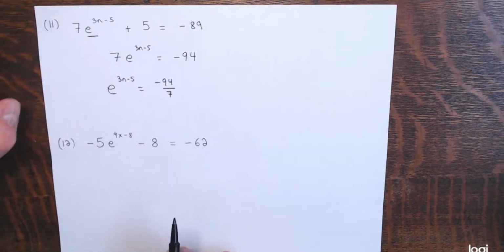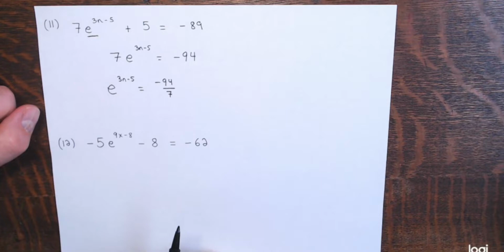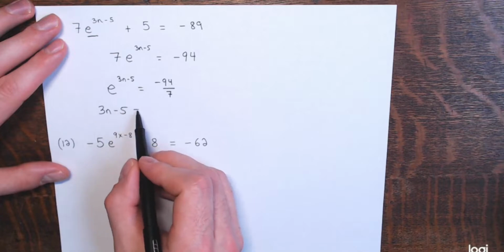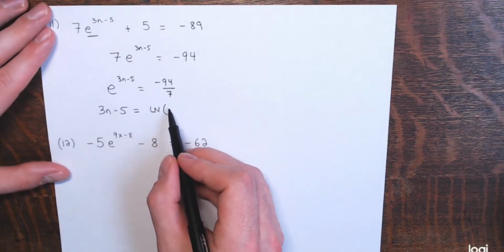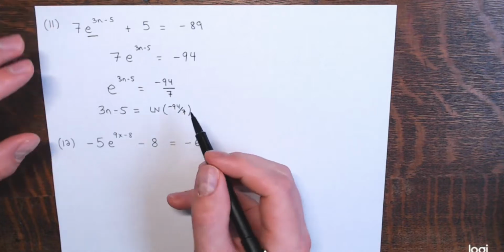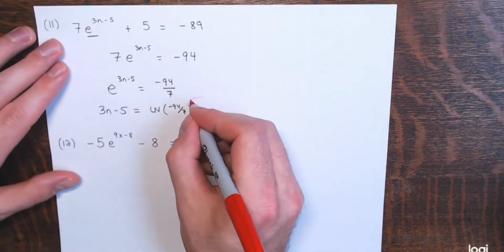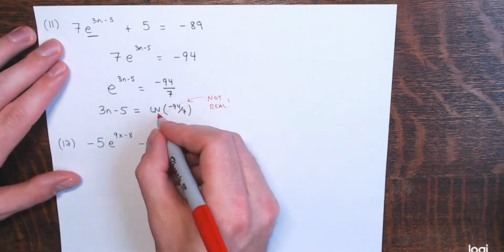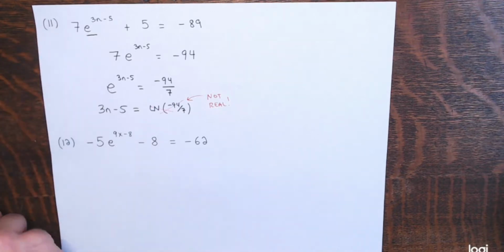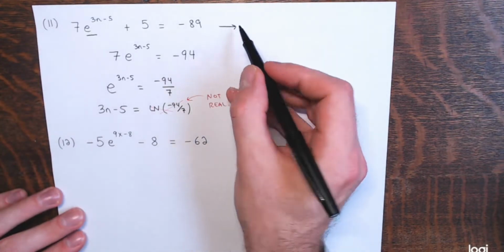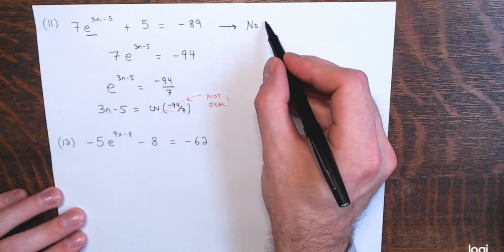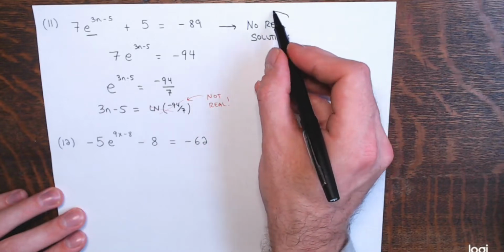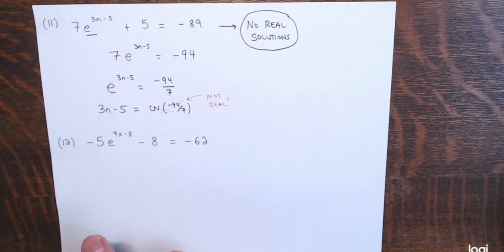And this is a problem. Watch, right? When I change this to log form, we have 3n minus 5 equals the natural log of a negative number. Eep. This is not real. This is not good. So there's no solution to this equation. No real solution. So I'll write that, no real solutions. Or you could say the solution set is the empty set, but I'll just write there are no real solutions to this equation.